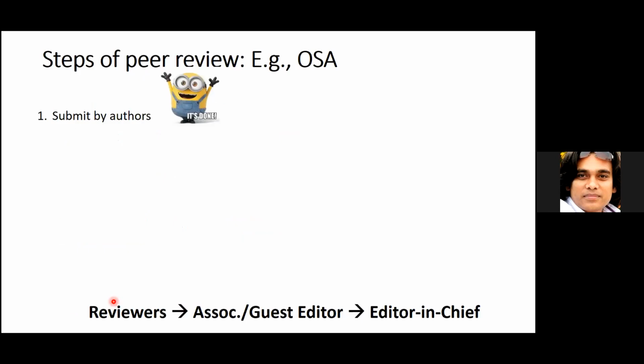Now, the steps of peer review, for example, how OSA does it. When we submit a paper, we are happy that it's done. But what next? First, staff do quality checking. If they say there are mistakes or some things are missed, then they send it back to the authors and so on. After that comes the initial editorial assessment, where one of the associate editors or editorial board members checks, and you can get a desk reject.